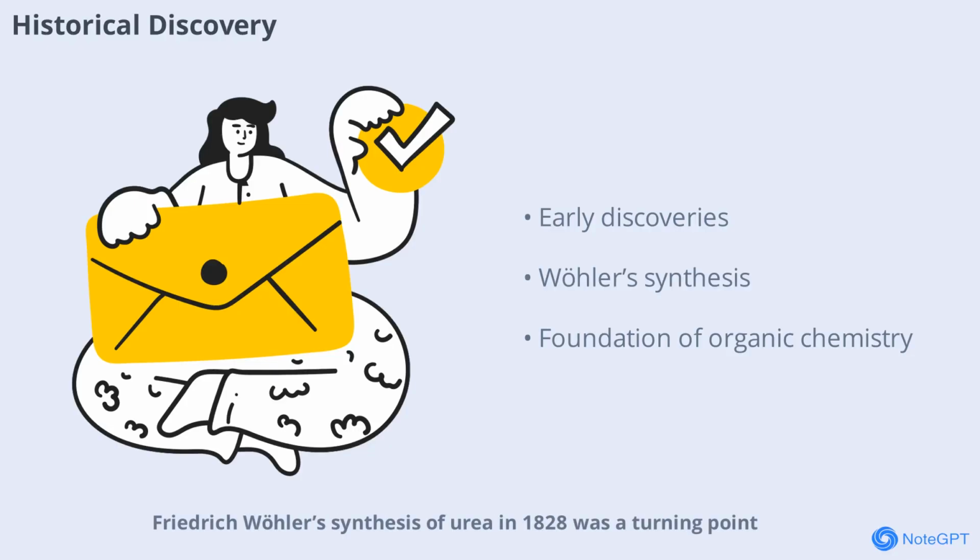Friedrich Wöhler's synthesis of urea in 1828 was a turning point, showing that organic compounds could be created from inorganic materials. This discovery challenged existing theories and paved the way for the development of modern organic chemistry. The study of isomerism has since become a cornerstone of chemical science.